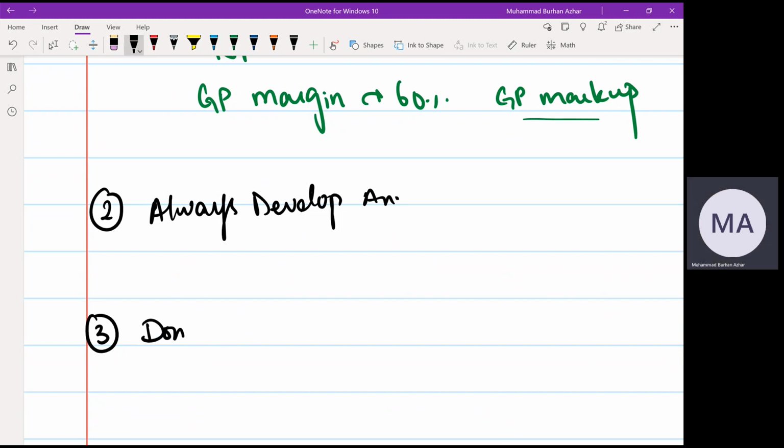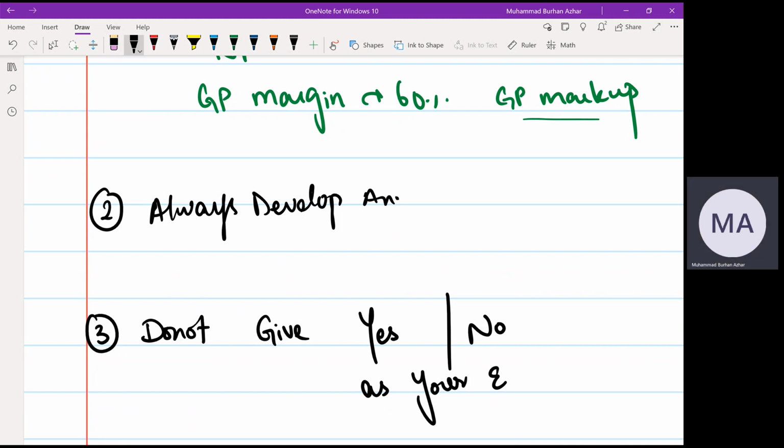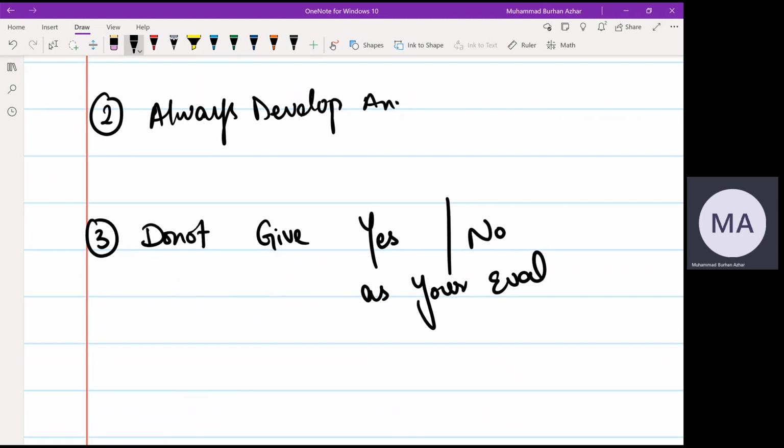Do not give yes or no as your evaluation or judgment. Because simply saying yes or no, you do not get evaluation marks. You have to explain that within the context.